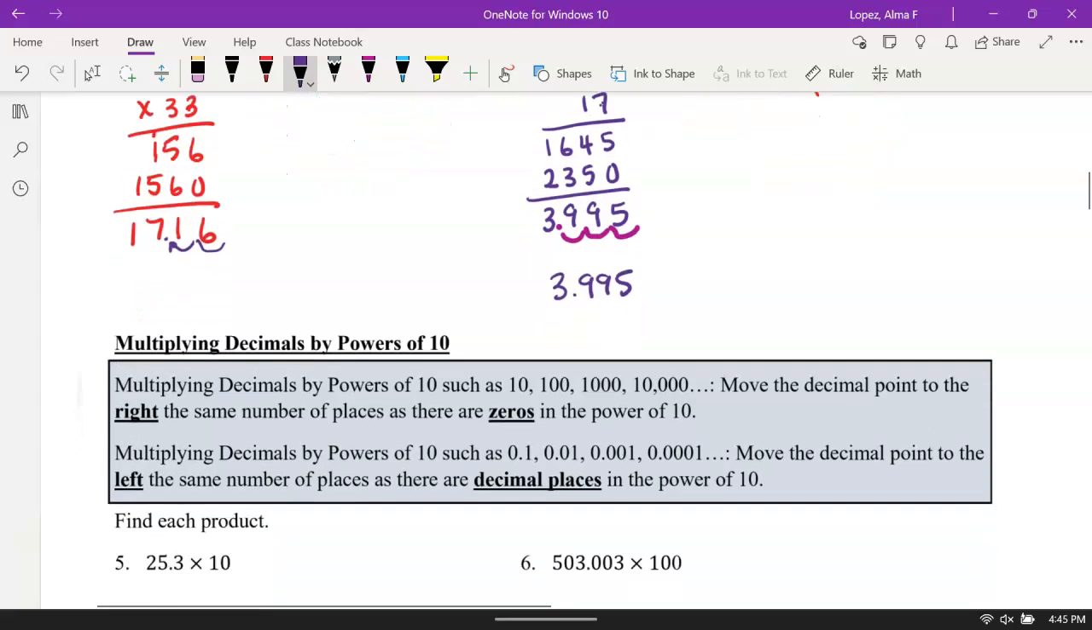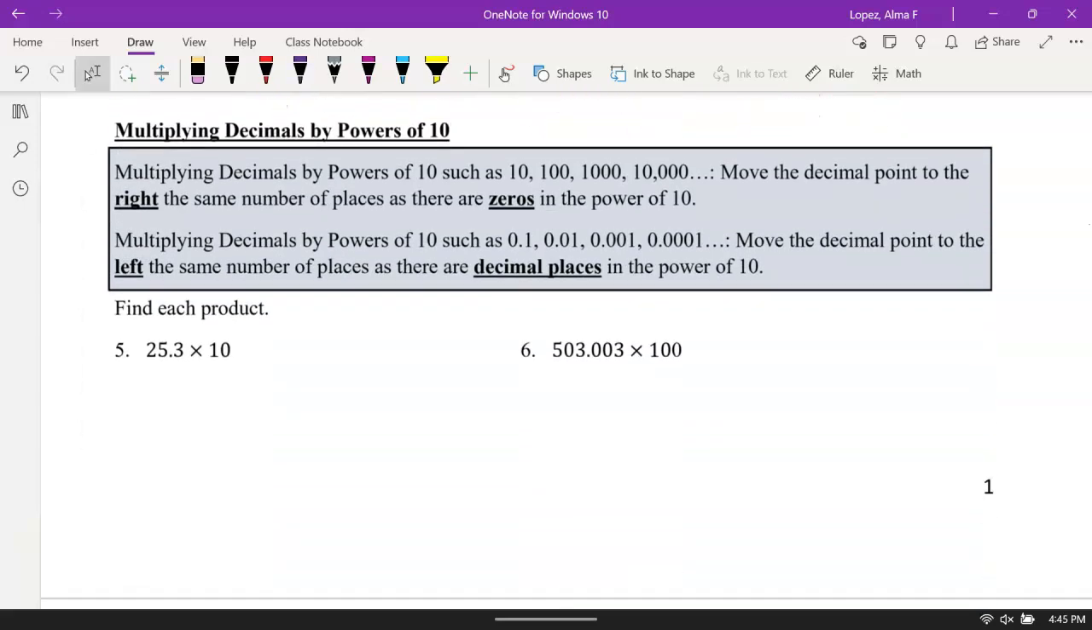Let's keep going. Multiplying by 10 is kind of cool because if it's a positive 10, you move over that number of places. So you look at the number of zeros in the multiple of 10. If it's just a 10, it's one place. Let me see the perfect way to say it. Move 1 to the right.